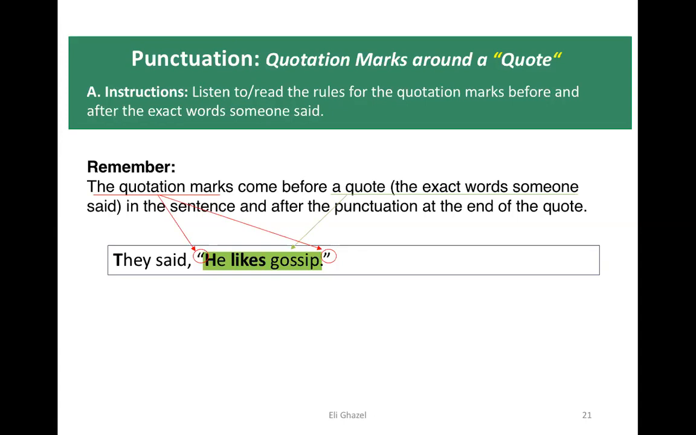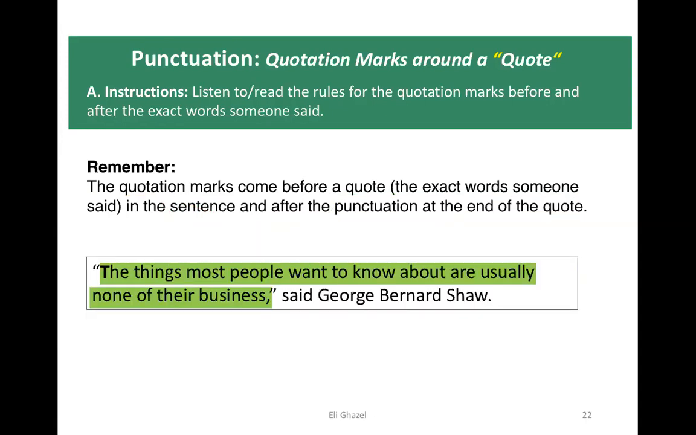And the direct quote, the exact words are, he likes gossip. And let's look at the punctuation at the end of the quote. Okay, there we go. We have a period after gossip, and then it's followed immediately by a quotation mark. Let's do it again. What are we looking for? The quotation marks before and after the quote, or the exact words.